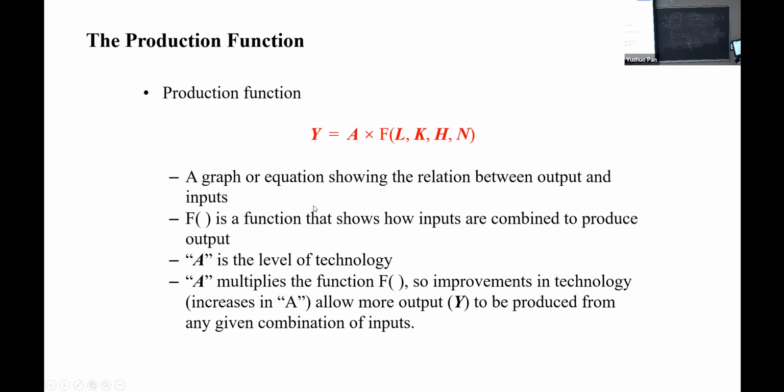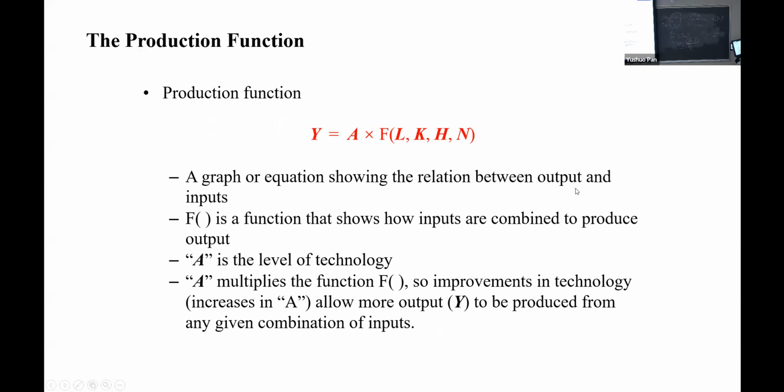A graph or equation showing the relation between output and input. So F is a function here that shows how inputs are combined to produce output. A is the level of technology. Again, A is the technological knowledge. A multiplies the function F, so improvement in technology allows more output to be produced from any given combination of inputs.